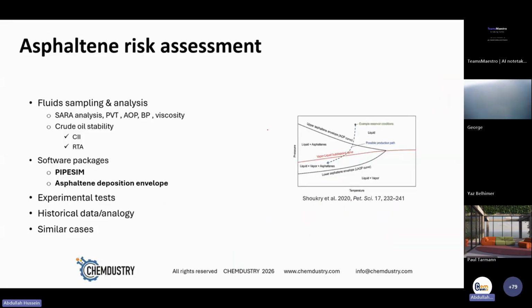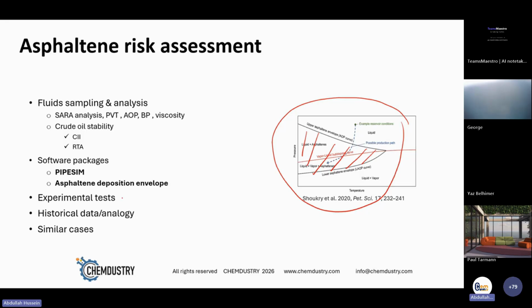The same thing. We pull the samples from the system, make sure they are pressurized, conditioned at the system temperature as well. And we run analysis, SARA analysis, PVT analysis, and many other analysis, as you see in this list. Well, we also can run some crude oil instability analysis specifically done for the asphaltenes. And then after you finish all of that, you run some simulations. Again, you have the pipe sim to do that for you. And the outcome from that will be the asphaltene deposition envelope. It tells you the region where the asphaltene is basically going to deposit in the system.